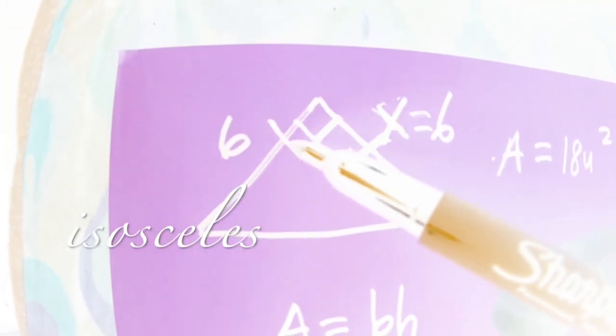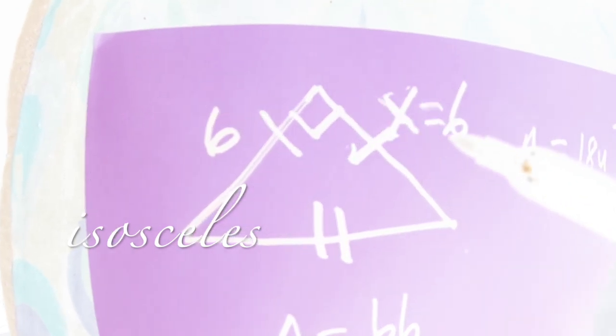Ooh, these two sides are the same. That's an isosceles triangle. That's when two sides are the same. This one's different. Isosceles. I always remember isosceles because I have 2 eyes. Eyes, isosceles, 2 eyes, two sides.